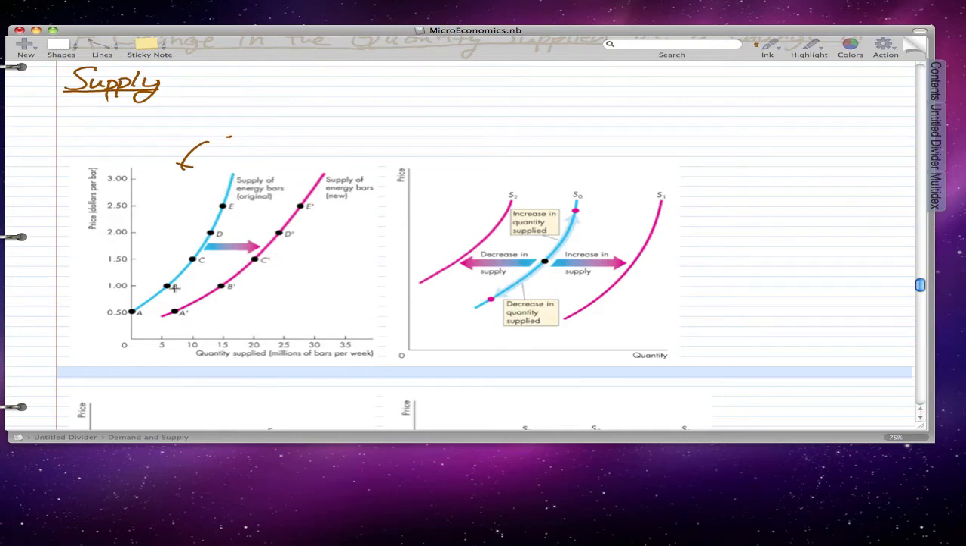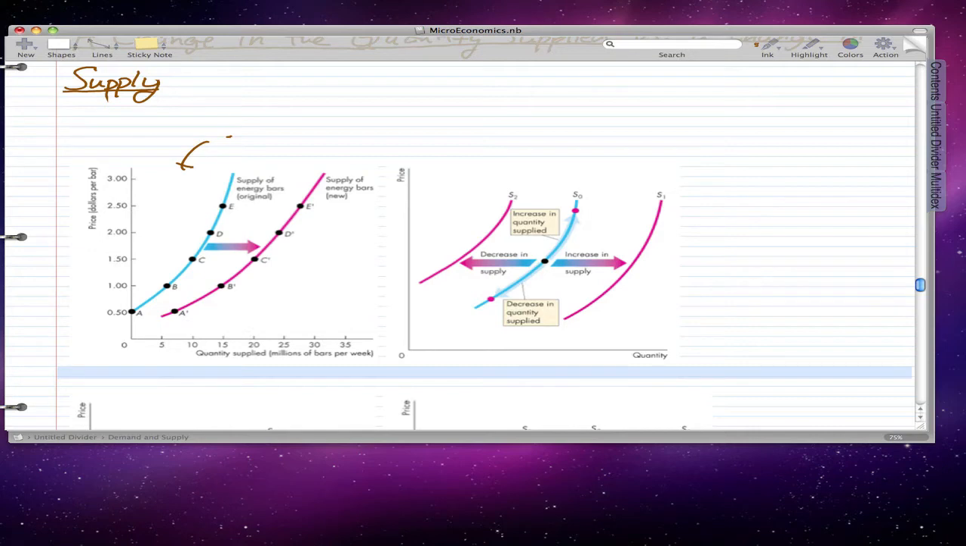See, this blue line is the original graph. At this price, without the new technology, we only produce 10 million bars a week, but with the new technology, we're producing 20 million bars per week, and that's how the supply curve shifts rightward.